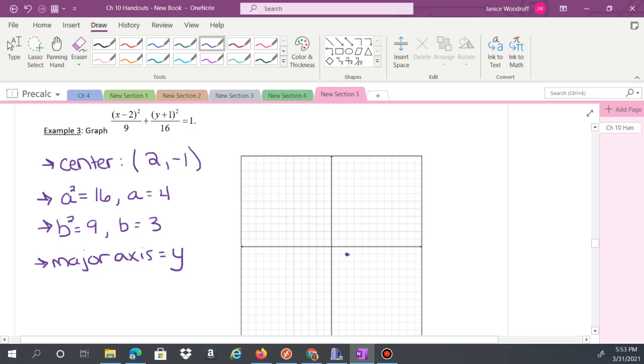So I'm going to go to this point here on my center, and I'm going to go up 1, 2, 3, 4. So that's going to give me the point 2, 3. And I'm going to go down 1, 2, 3, 4. So that's going to give me 2, -5. And then my B, I'm going to go left and right 3. So I'm going to go left 1, 2, 3. So that's going to give me -1, -1. And then right 3, 1, 2, 3. So 5, -1.